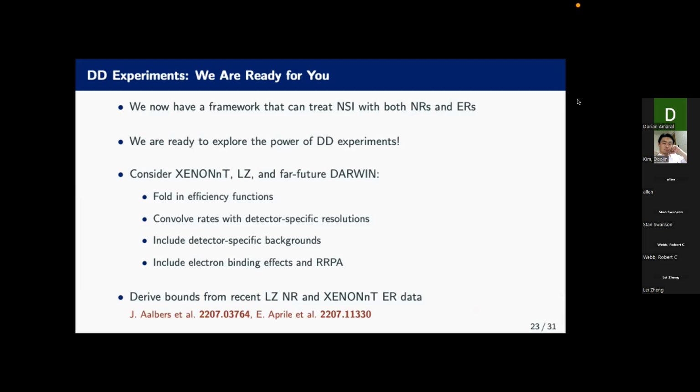So we're not just considering some hypothetical sort of experiment, but we're really trying to model these experiments, see what they can do. And we also derive limits from the recent LZ result, and also the electron recoil results of XENONnT almost last year. So this is not the electron recoil result that said, oh, look, we have an excess. This is the one that said, it's very sad, we don't have an excess.